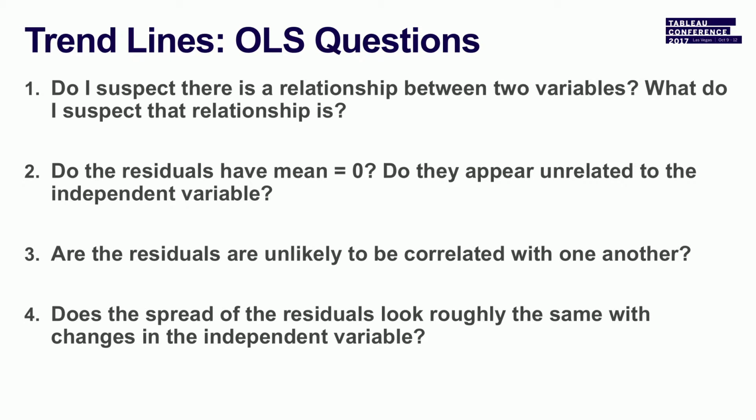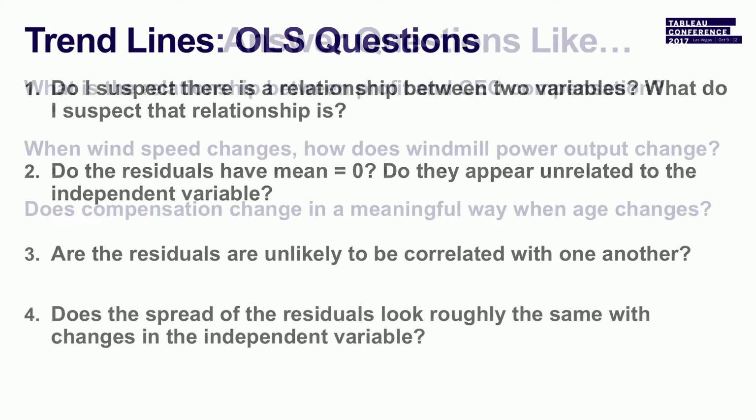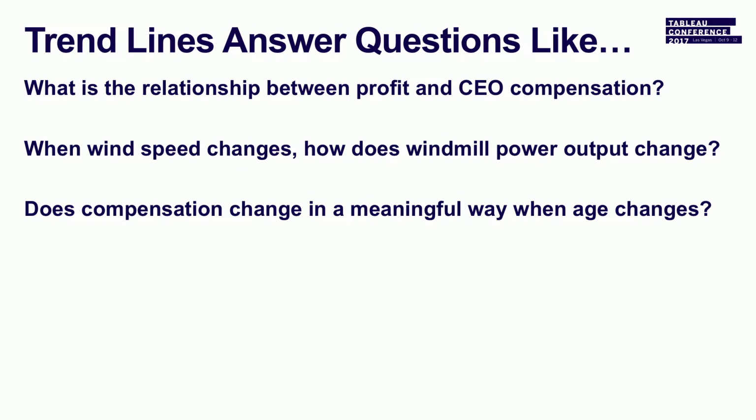To review, in order for our ordinary least squares estimates, that's the line that we fit, and their confidence bands to be valid, we need to answer yes to a series of questions. The first 2 questions are required for the model estimates to make sense, and the second 2 are required for the confidence bands to make sense. I won't read them off for you guys again. Trend lines are good at answering questions like, what is the relationship between profit and CEO compensation? Or, when wind speed changes, how does windmill power output change? Or, does compensation change in a meaningful way as age changes?